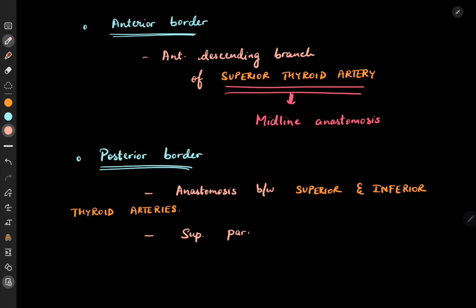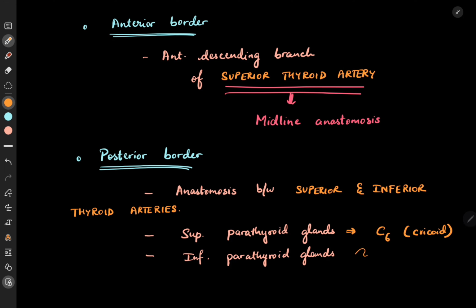Parathyroid glands are seen at the posterior border. Superior parathyroid glands are present at the level of C6 near the cricoid cartilage. Inferior parathyroid glands are seen a little above the lower pole of the thyroid gland at the level of T1.